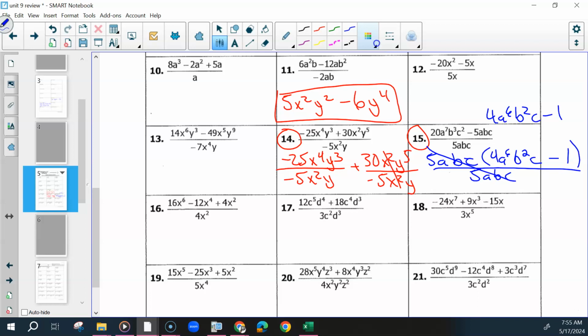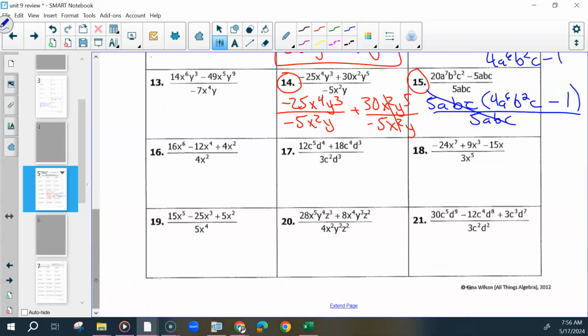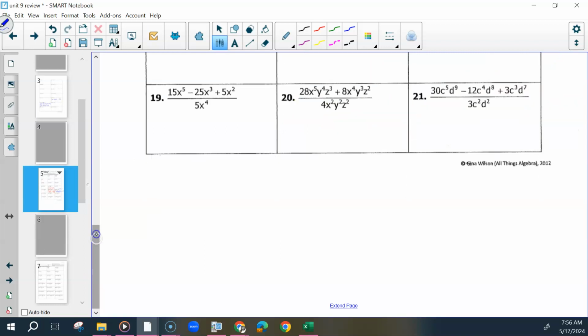We do the 21. Say it. 21. By separating or by factoring? Choose. Okay. So by factoring, what is the GCF of each of these terms?